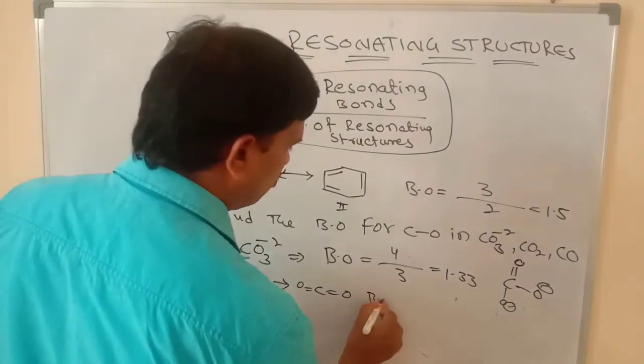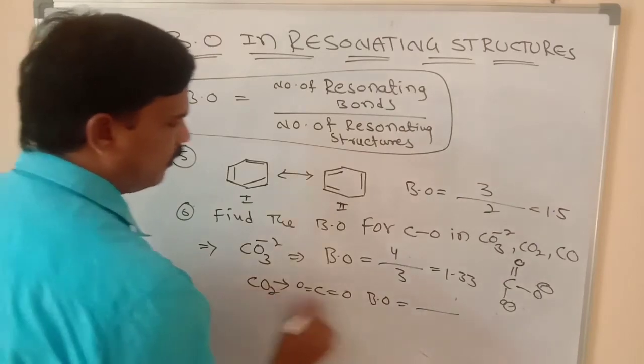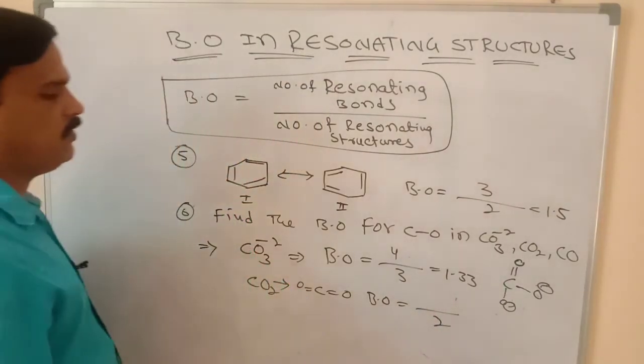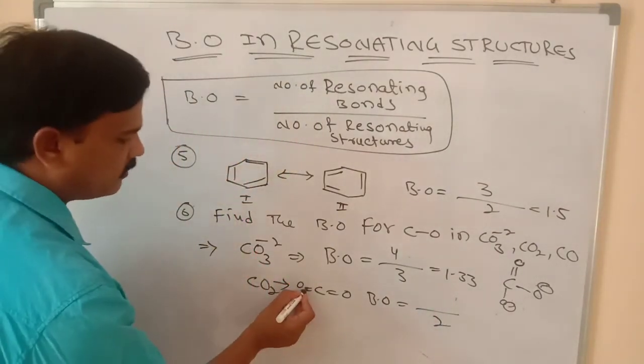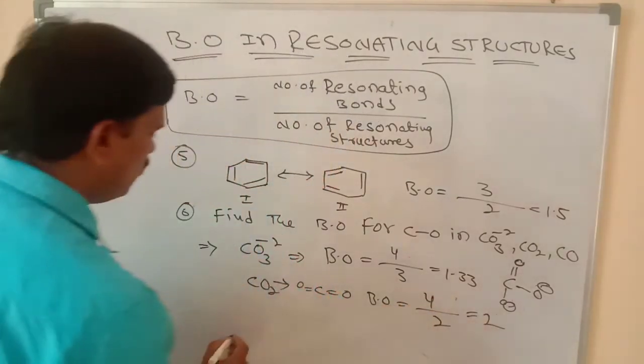In CO2, C double bond O, the bond order is calculated around the central atom, carbon. Around it the number of oxygens is 2, so the number of resonant structures is 2. How many bonds? 1, 2, 3, 4. 4 bonds are there, so its bond order is 2.